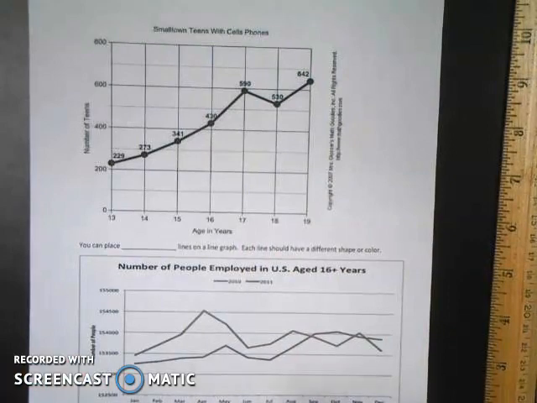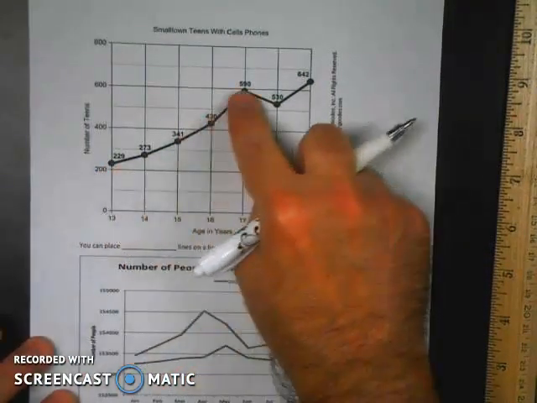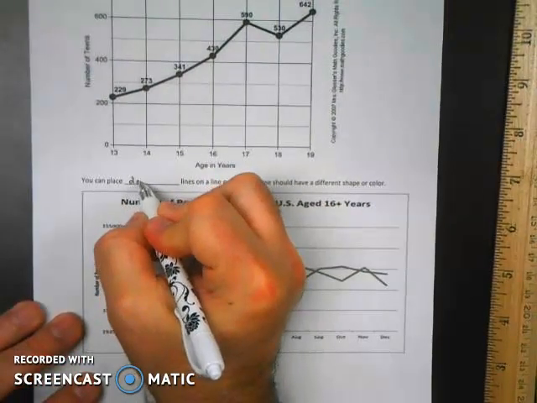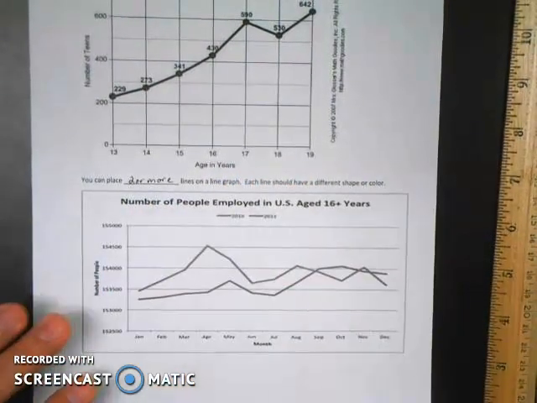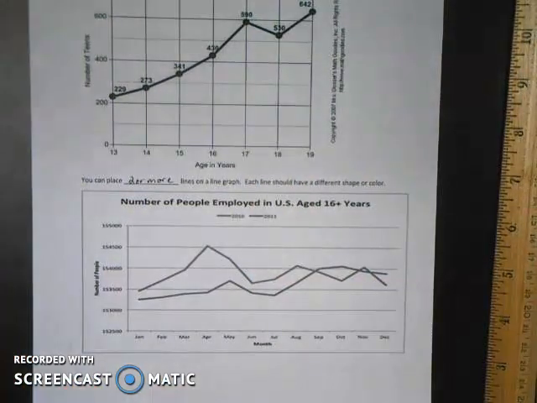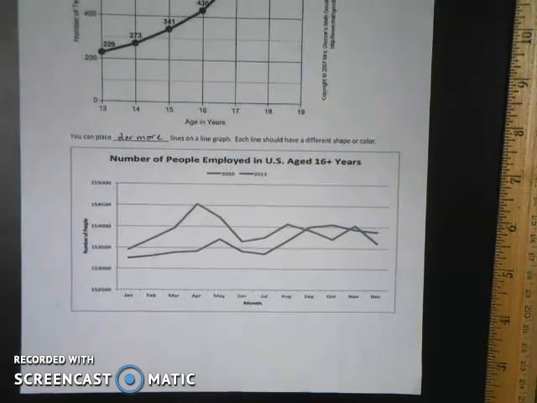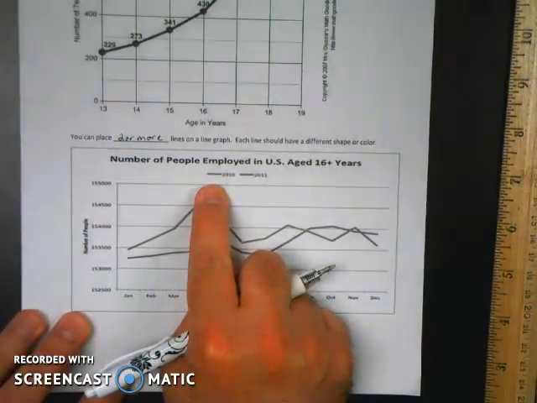So with that, that is a single set of data. Sometimes you can put 2 or more lines on a line graph, and they usually have a different shape or a color. So this one, even though this is in black and white, you can see a little bit of a difference between the two. And you can see that they have to provide a key here.